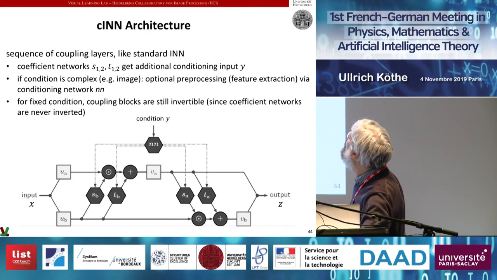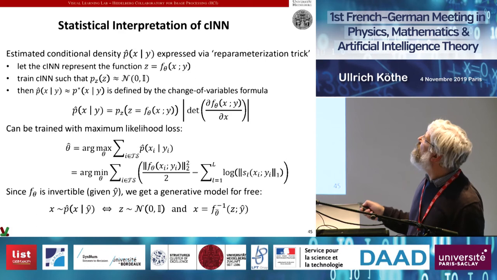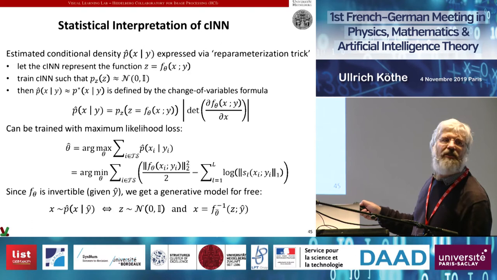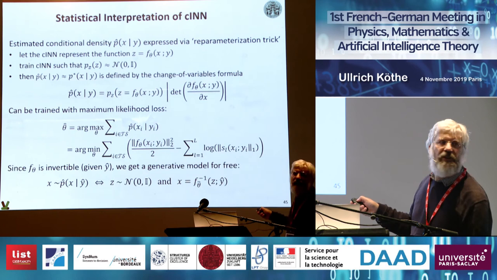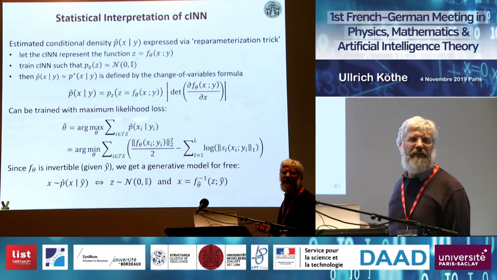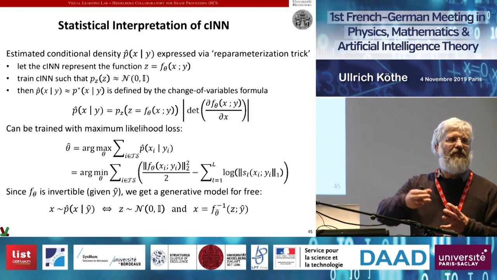So here is how we train this thing. Here is the change of variables formula. The posterior of X given Y is the distribution of Z at the point that is determined by the forward mapping of the network. So we map forward and then look up in the Gaussian distribution what the corresponding probability density is. And then we must adjust this probability density by the Jacobian determinant in order to account for possible changes of local volume.